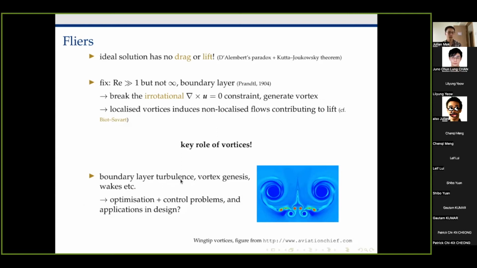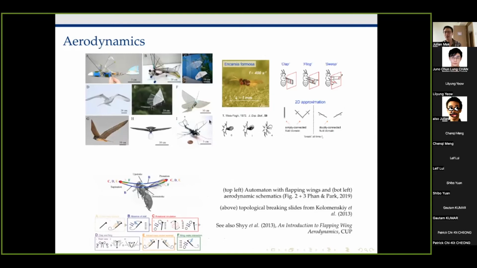So the key role of vortices gives you some understanding of what's going on. You might want to take this further to understand boundary layer turbulence, how the vortex is generated, etc. From an engineering and mathematical point of view, you might be interested in things like optimization and control problems: how to design aerofoils for various objects to minimize or maximize certain things. These have applications in designing robots, particularly flapping wing robots. Flapping wing robots have much more maneuverability than standard fixed wings. These are essentially drones.